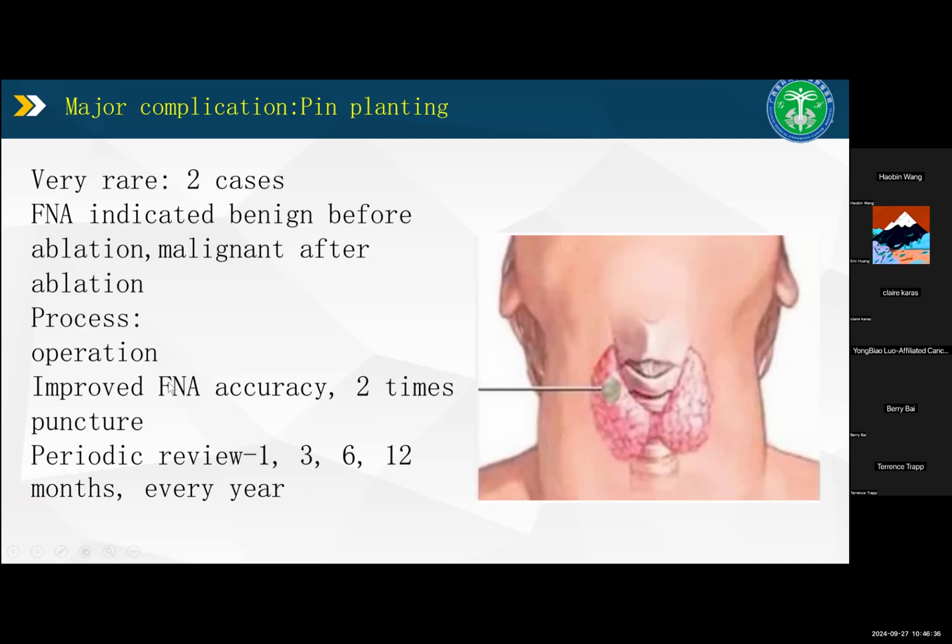So before thermal ablation of thyroid nodules, we recommend a diagnosis with FNA, and if necessary, two punctures can be performed. After surgery, a regular follow-up should be conducted.